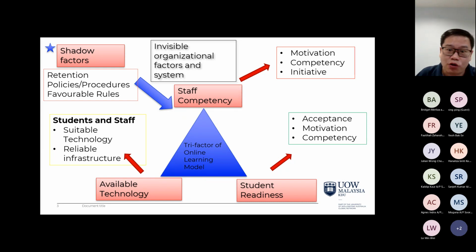However, there is, of course, the shadow forces. The shadow forces are external forces that have an impact directly on this triangle itself. So this could be things such as retention, policies, procedures, favorable rules, and so on, rules and regulations. So this could be organizational factors that impact us. If all these three elements are clear, but policies and procedures are not, or maybe there are a lot of rules and regulations that make me not allowed to do certain things, then it will impact the way that I deliver. All right.